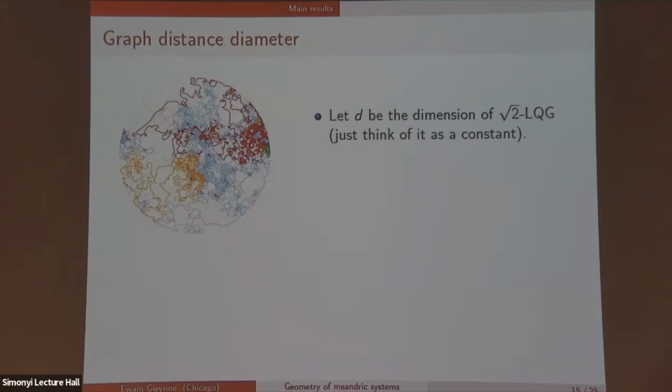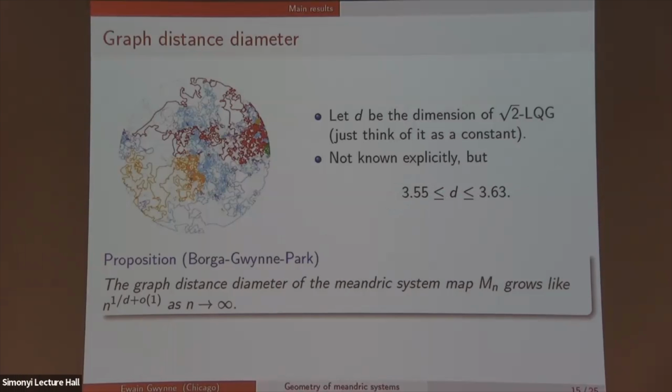So this number is not known explicitly, but we do have fairly good rigorous upper and lower bounds for this number. Namely, we know that it's between 3.55 and 3.63. Okay, and a bunch of our results about these meandric systems are going to be stated in terms of this number D. So the first place where this number D appears in the setting of uniform meandric systems is that D is the exponent for the graph distance diameter of the uniform meandric system viewed as a planar map.